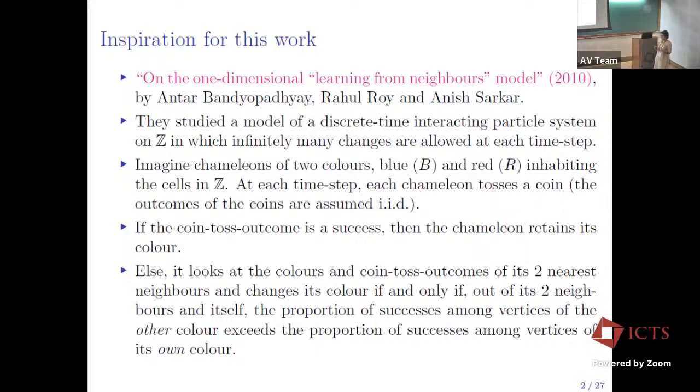I will demonstrate using a couple of diagrams. This chameleon is looking at itself and its two neighbors. Out of these three vertices, it looks at the red vertices, and then at the successes of those red vertices. Those red vertices may all result in failure, in which case the proportion of success for those red vertices would be zero. It also looks at the proportion of successes among the blue vertices in this set. If the former exceeds the latter strictly, only then will it change its color from blue to red.